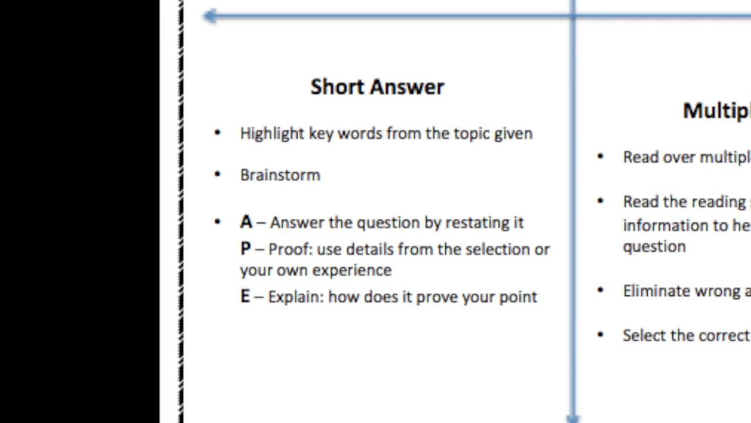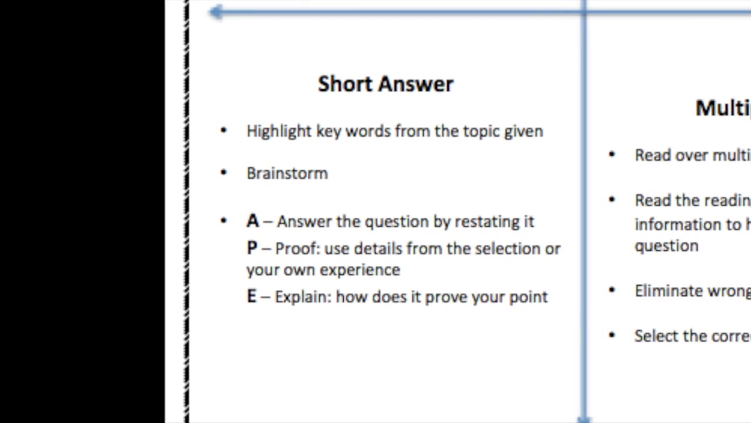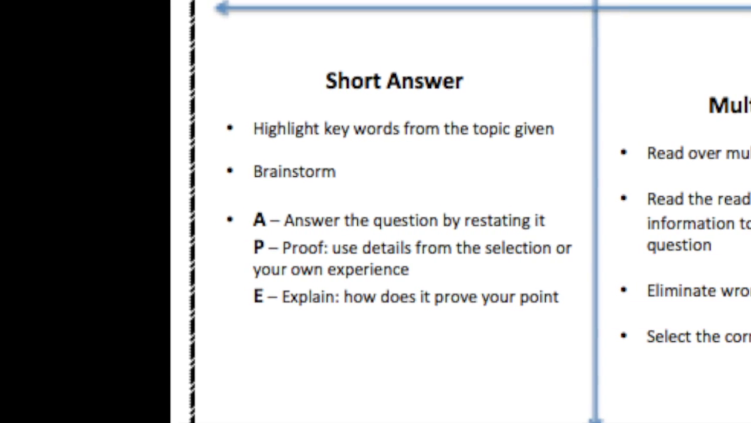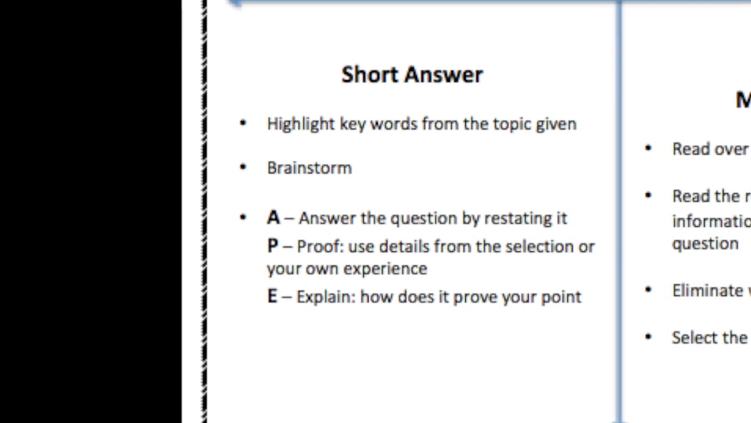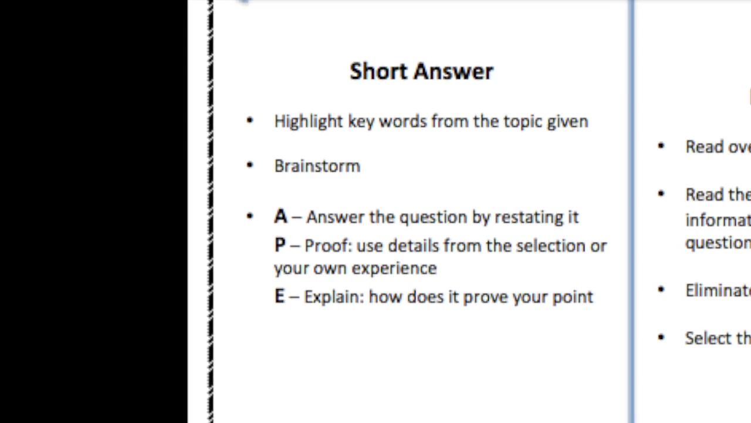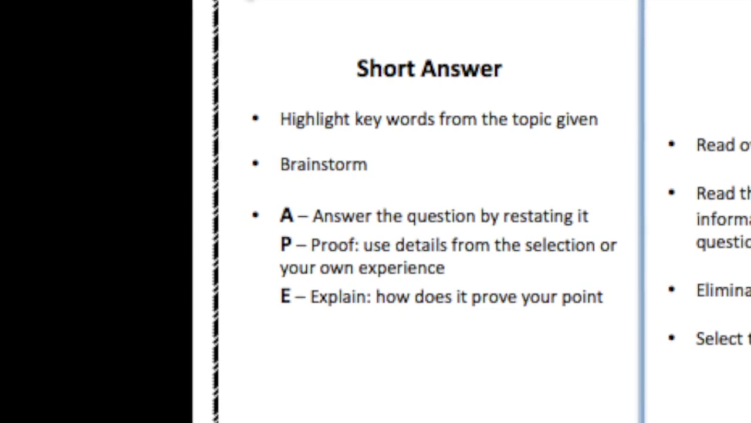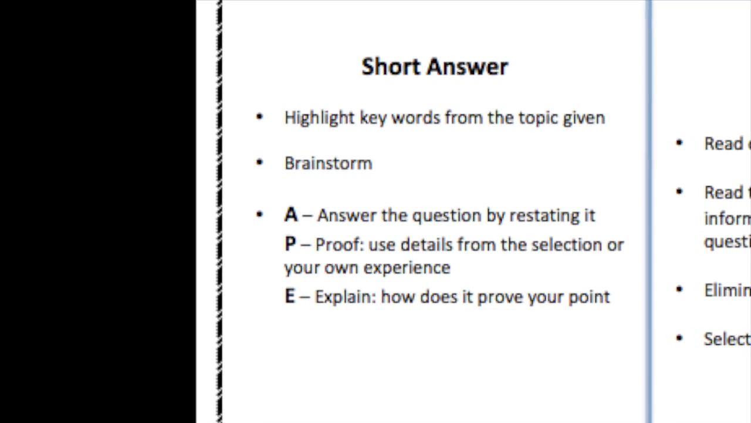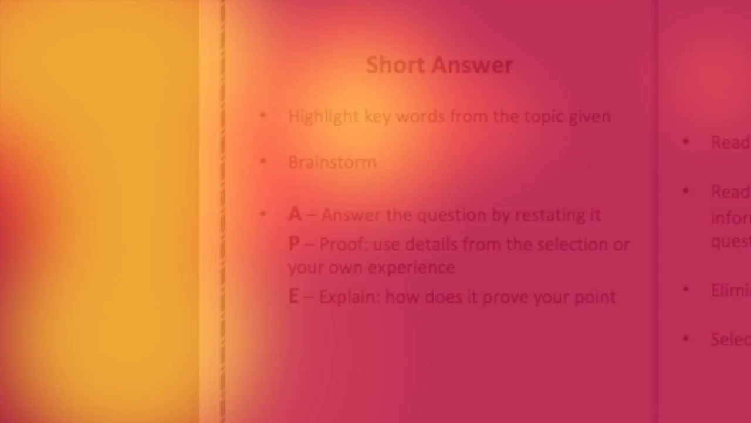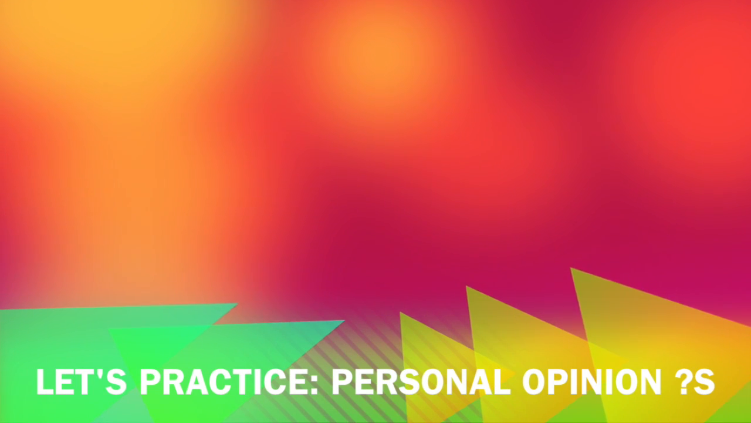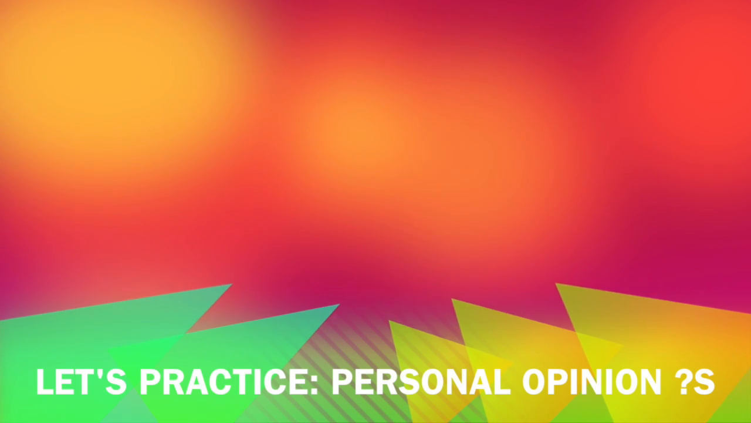When you're writing, use the acronym APE to remember what to write. A is for answering the question by restating it. P is to use proof or examples to support your opinion. E is for explain. How did your proofs support the main idea and have you answered the question? Let's practice with a personal opinion short answer question.